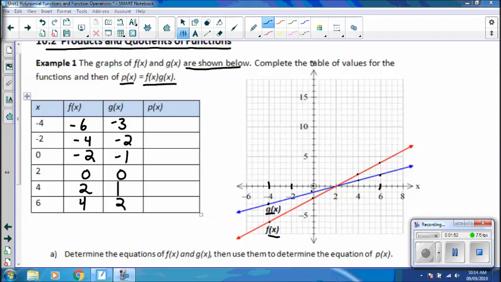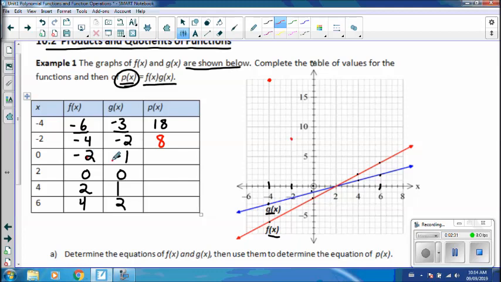So to determine the product function p of x, we're just going to multiply the two values here. When x is -4, -6 times -3 gives me +18. I might choose a different color to do this. So when x is -4, we are way up here at 18. There's our first point for our product function. -4 times -2 is going to be 8. So when x is -2, our function is equal to 8, so that's there.